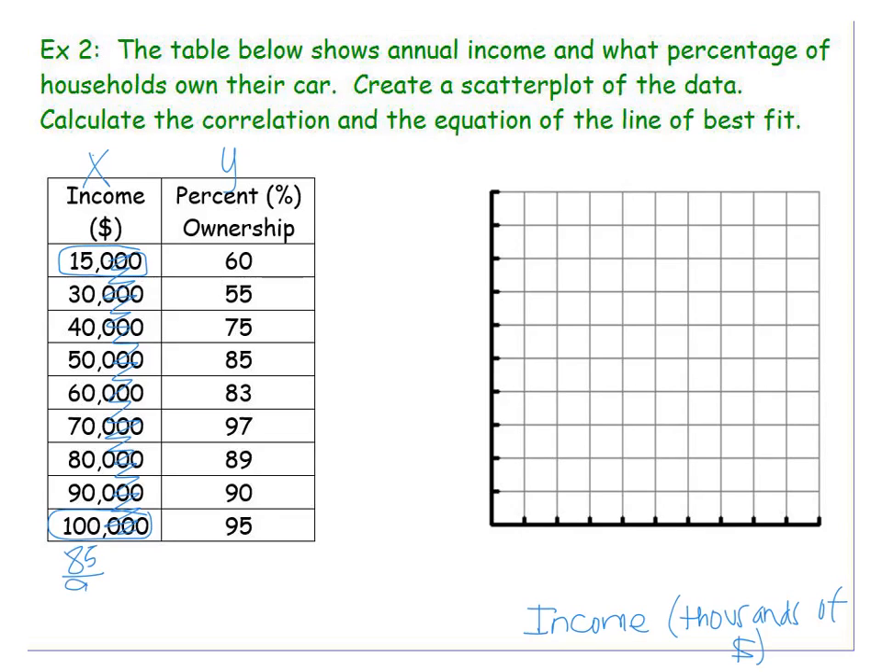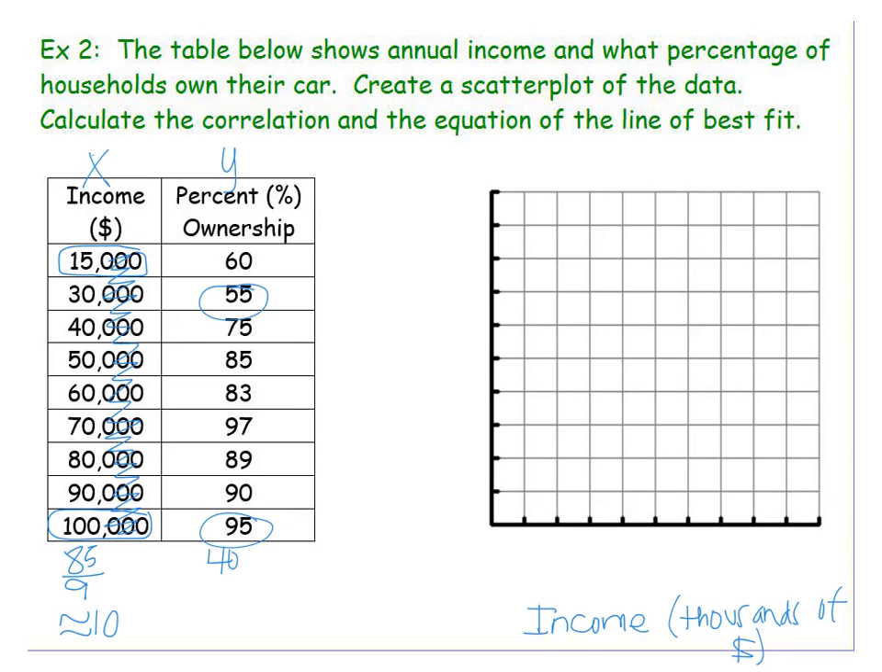I'm going to divide by 9 boxes, and I get 9.4, which we're going to make approximately 10. It's a lot easier to count by tens. And so we look at percent ownership. I'm seeing a 55 for my low and a 95 for my high, so that gives me 40 when I subtract.